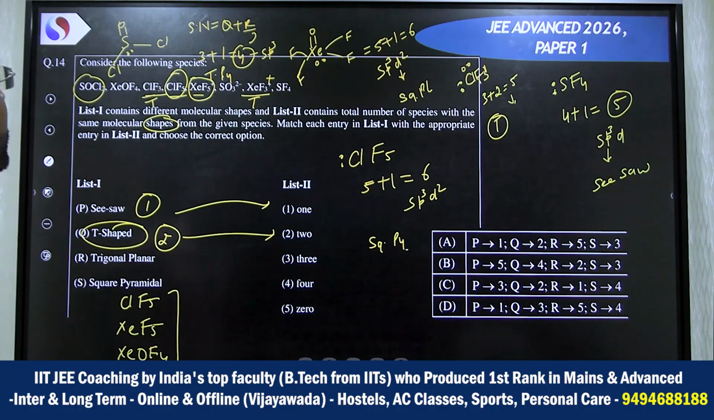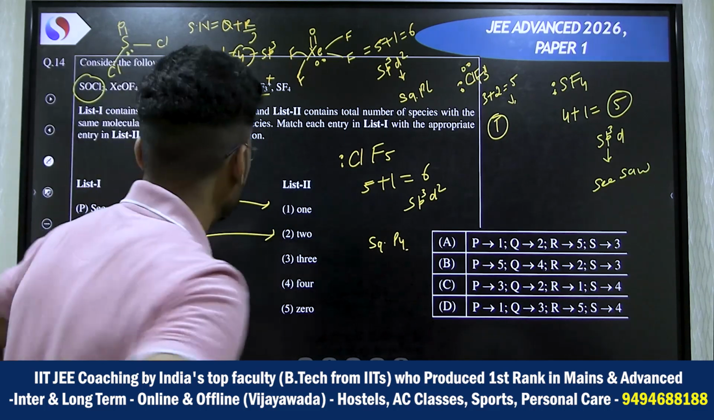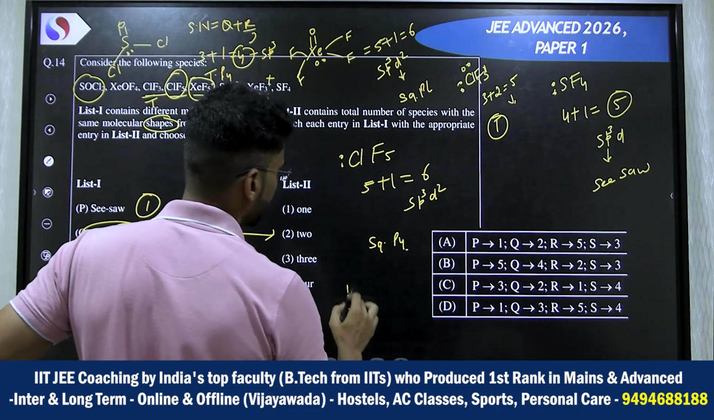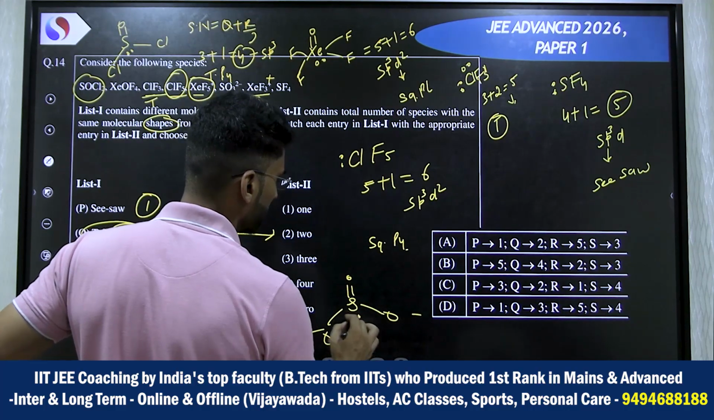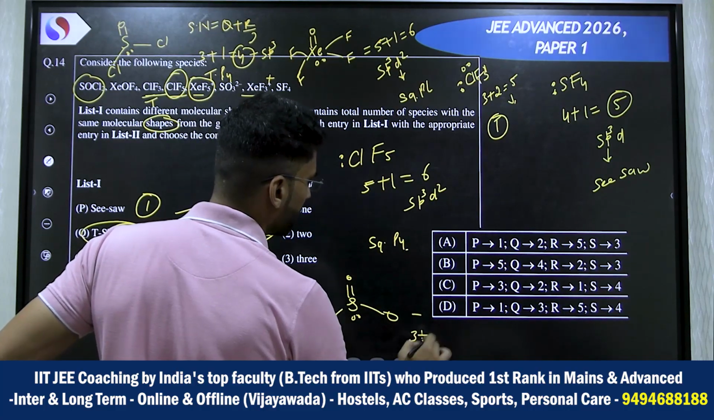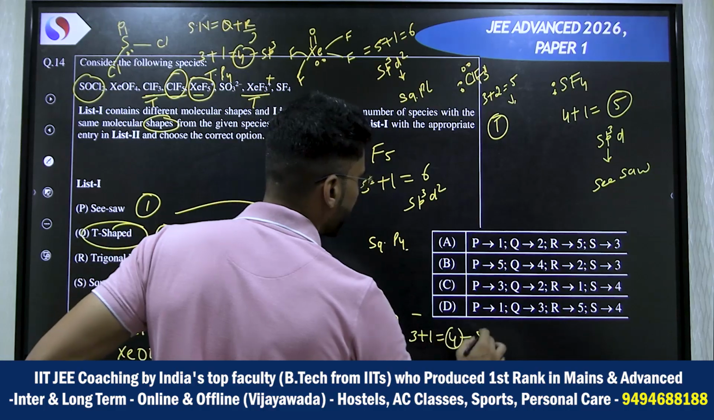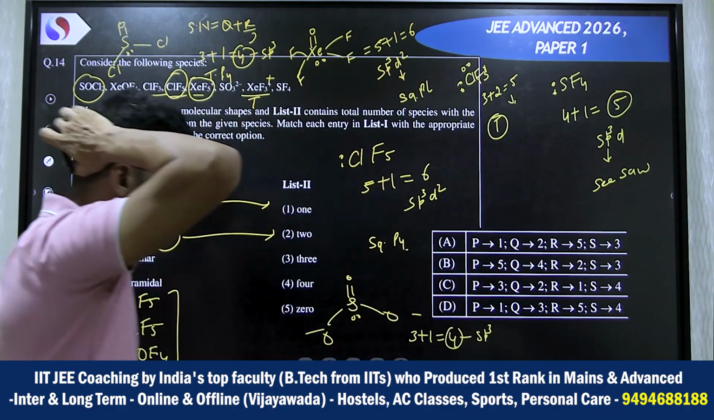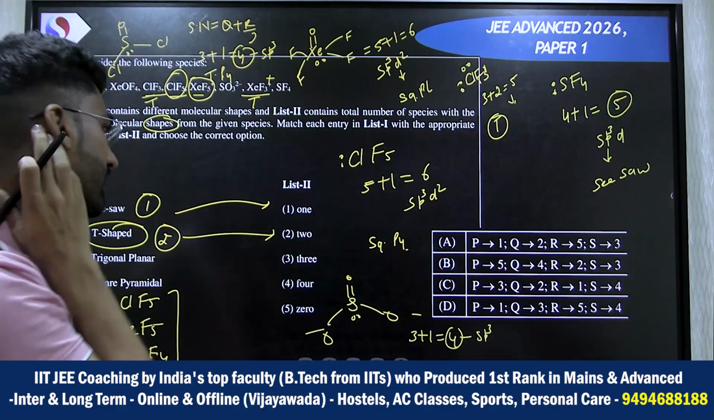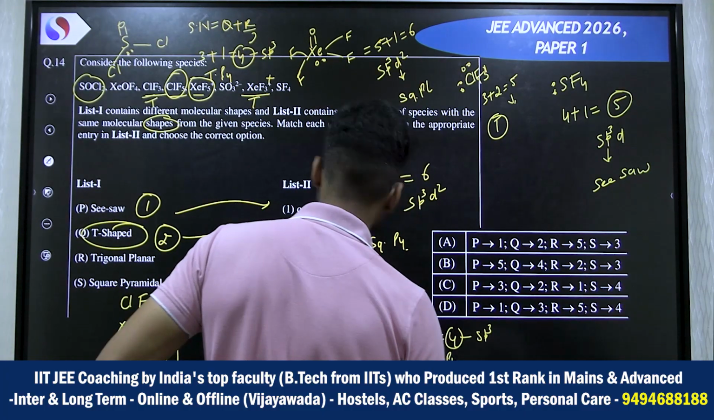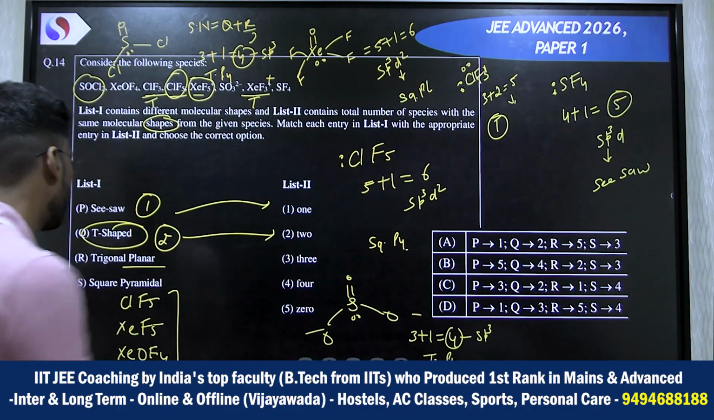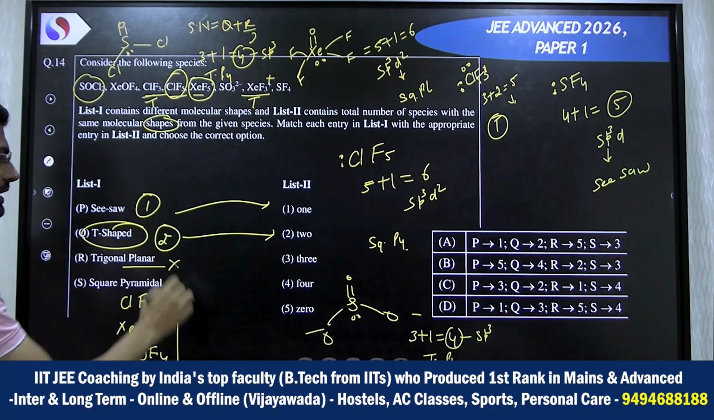Okay, trigonal planar, what is left? So we are left with SO3 2 negative. SO3 2 negative means S double bond O, and this is O negative, O negative. Total 4, 1 lone pair of electrons, 3 sigma bonds plus 1, that is equal to 4, sp3. So if it is sp3 with 1 lone pair of electrons, it is trigonal pyramidal. So it is given as trigonal planar, so none of them is trigonal planar.